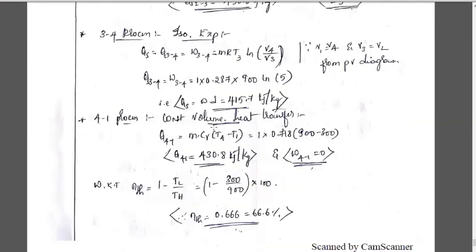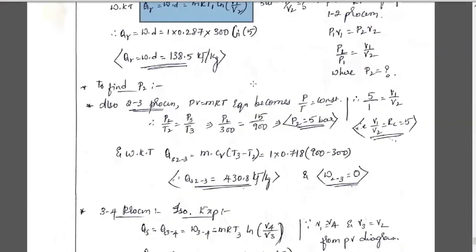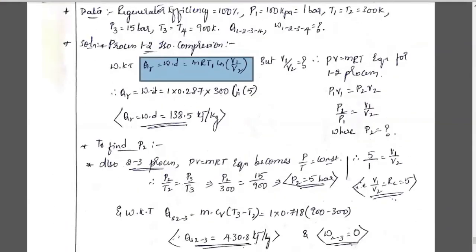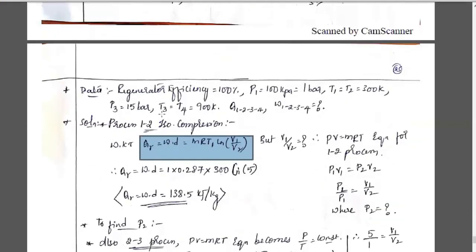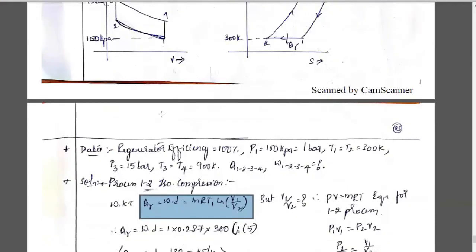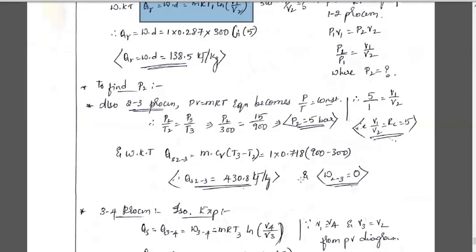So next, how do you calculate Q in the 3 to 4 process? So what about the work done? In isothermal, heat supply or heat rejection is nothing but work done. What happens at constant volume work done? If the volume is constant, the work done is 0. You know it from the basics of thermodynamics. So during all constant volume processes, the work done is 0. Writing down that work done in the 2 to 3 process is 0.